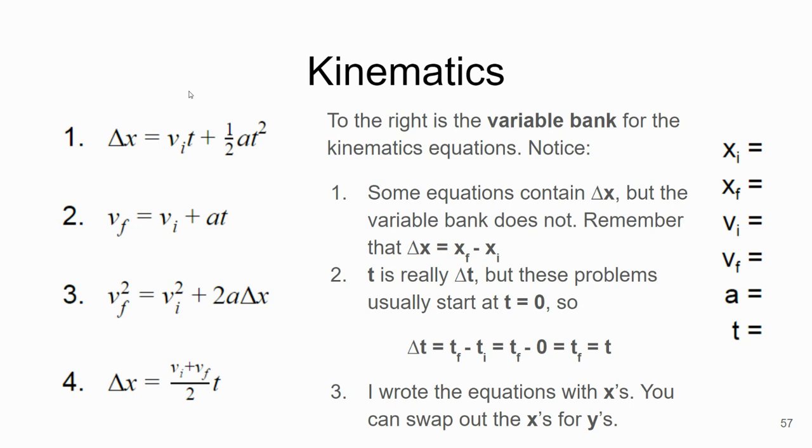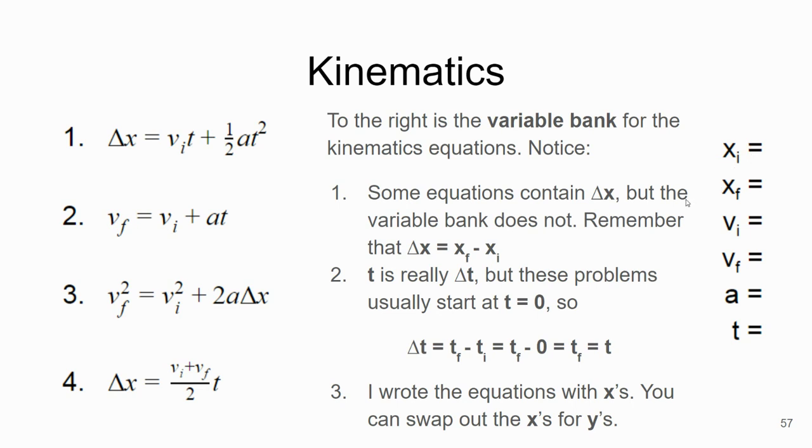So some things to point out here. Notice if you look at the kinematics equations over here on the left, some of these things contain delta x. So 1, 3, and 4 all contain delta x. Notice your variable bank does not contain delta x, which may be a little confusing until you remember that delta anything is the final thing minus the initial thing. Therefore, delta x just means x final minus x initial. So even though delta x is not explicitly in your variable bank, it is in that sense.